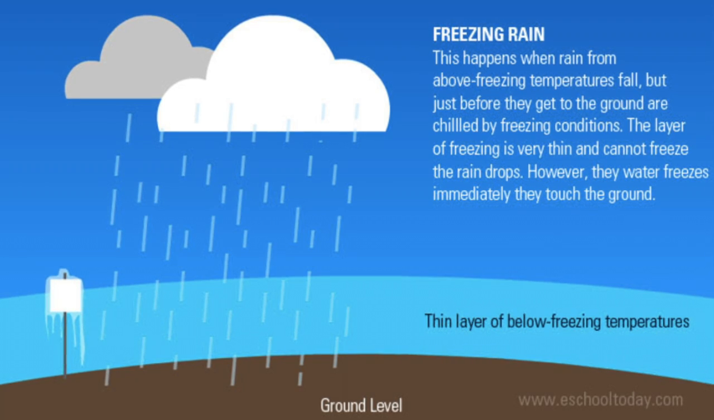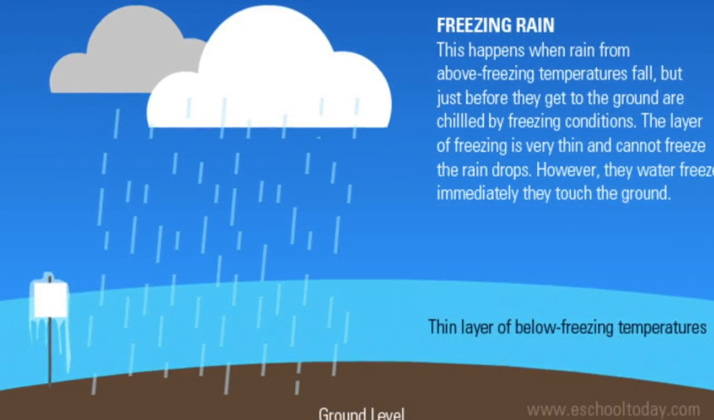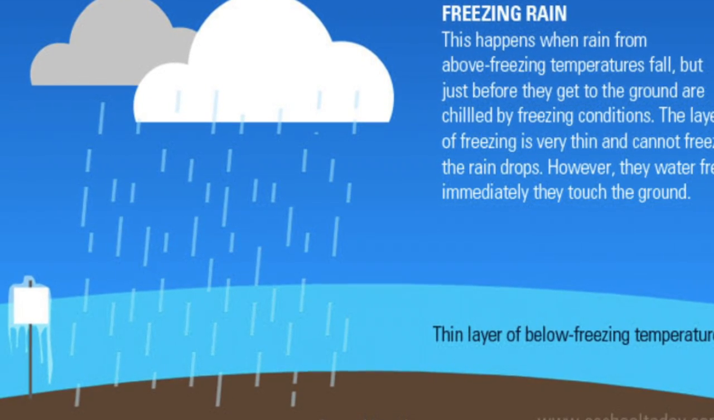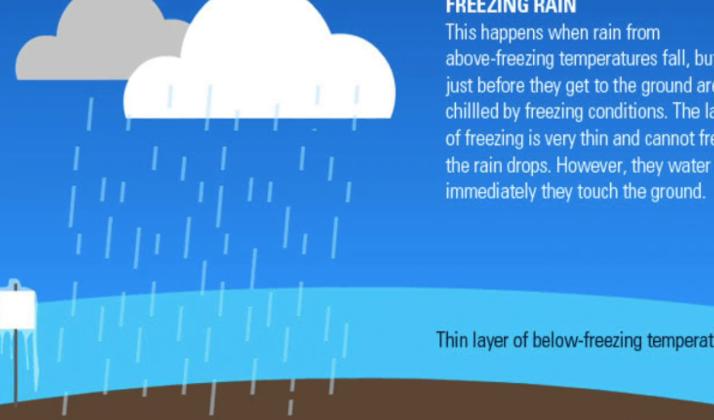Freezing rain is rain that falls from a warm layer of clouds into a cold layer of clouds and almost freezes. It usually freezes once it hits the ground and causes a sheet of ice to cover everything, from cars to trees to houses and roads.